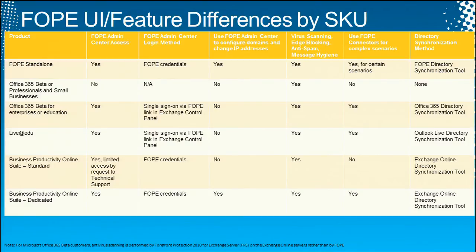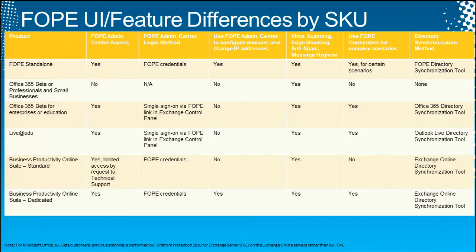Whereas a FOPI or an Office 365 customer, enterprise customer, which is the third row, has Admin Center access. So there's a difference there with the offerings. The second row is for professionals and small business, and the third row is for enterprise. So Office 365 Enterprise do have Admin Center access.